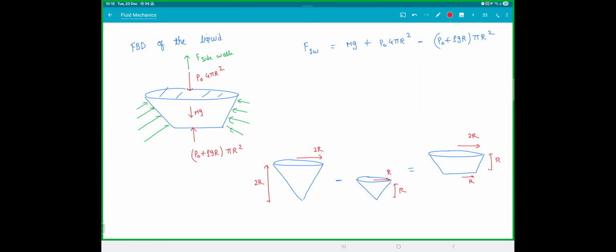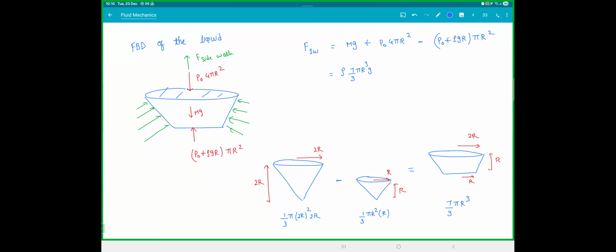It's just volumes. What is the volume of a solid cone? 1/3 pi r square h. That is 2r whole square, h is also 2r. Minus 1/3 pi r square h, that is also r. So this thing turns out to be 7/3 pi r cube. That is the volume of that frustum there. So what is m? Density of the liquid, 7/3 pi r cube g.